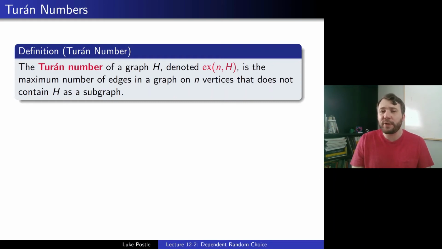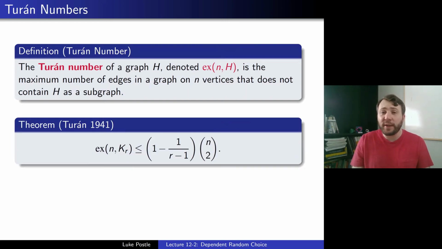So in extremal graph theory, we're interested in this question: how many edges can you have if you don't contain a given graph H as a subgraph? And some of those are quite well known and understood. In particular, there's Turán's theorem from 1941 that says the Turán number of K_r is at most (1 - 1/(r-1)) times n choose 2. So the best you can do is a complete (r-1)-partite graph. Those are called the Turán graphs, and Turán actually further showed that those are the only extremal examples, the only ones that get equality there.